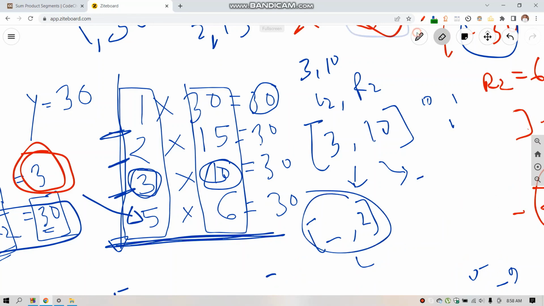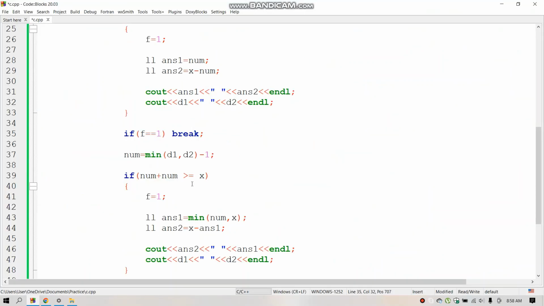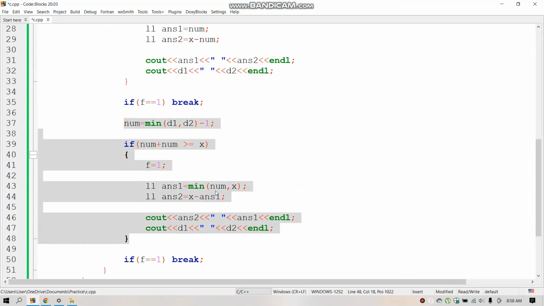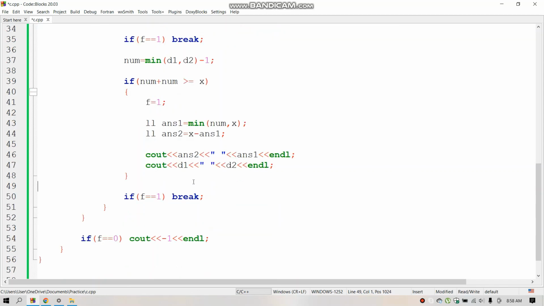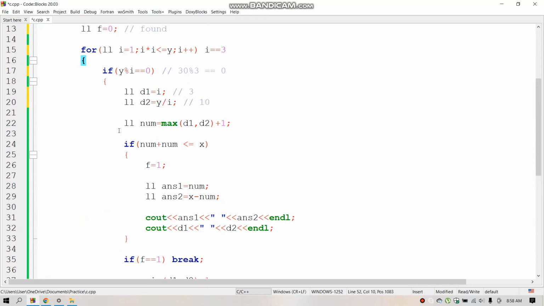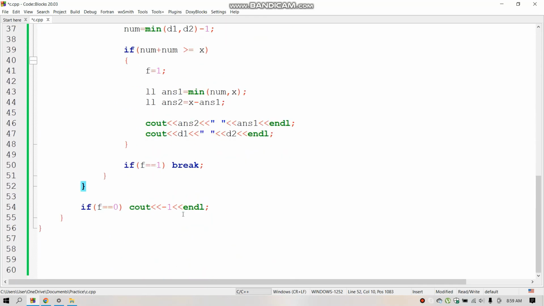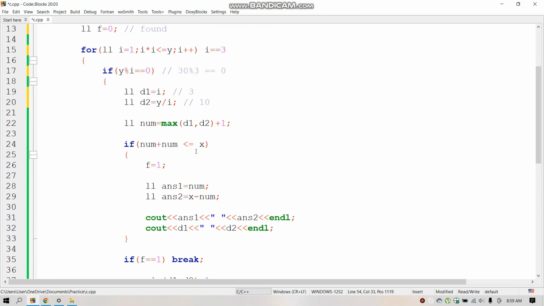For this segment I am checking the minimum. The minimum of 3 comma 10 is 3, minus 1 is 2. So I found my R2. Now I have to check for my L1. So I have to check whether any L1 exists. In this part I am doing that, and if I find my answer, I put f equal to 1 and output my answer. And if f is 0 after iterating through this whole loop, I will output minus 1. So this was the complete solution.